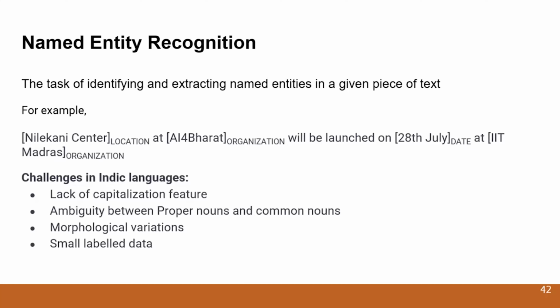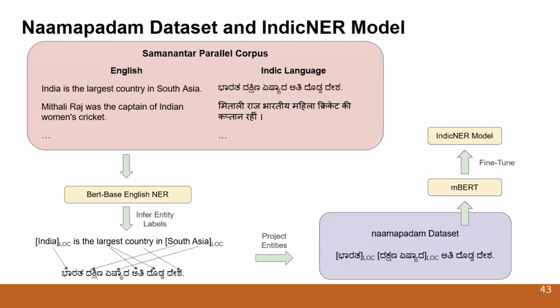Morphological variation. For morphologically rich languages, the same word can take multiple inflections depending on the plurality, the case of the word, and so on. This creates data sparsity and results in low performance for the task of entity recognition. And also a key challenge is small labeled data. If you look at the data sets available for Indic languages, we hardly have more than 10K sentences per language. So that's also a key challenge.